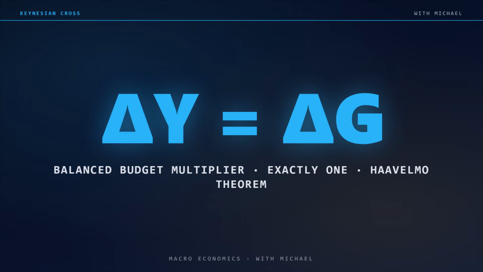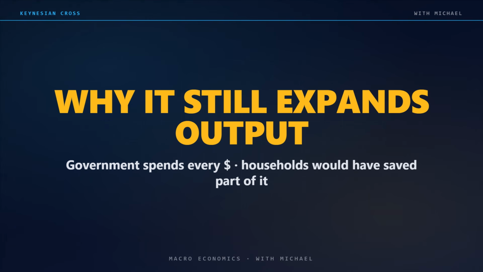There is one more elegant point. In the balanced budget case, even though households pay more taxes, equilibrium output rises. Why? Because the government spends every dollar it collects, but households would only have spent MPC times each dollar they keep. The government is, in effect, a higher spender than the average household. The dollar that moves from the household to the government and back to the economy as G is more activist than the dollar that would have stayed with the household and been partly saved. This is the deep economic intuition behind why even a balanced budget expansion stimulates output.